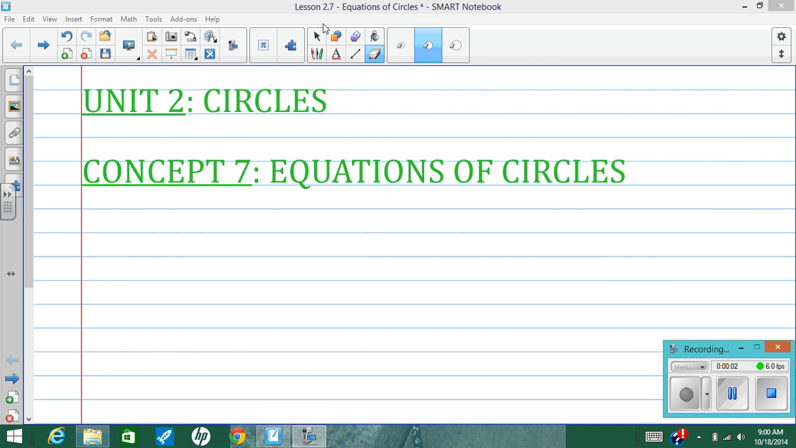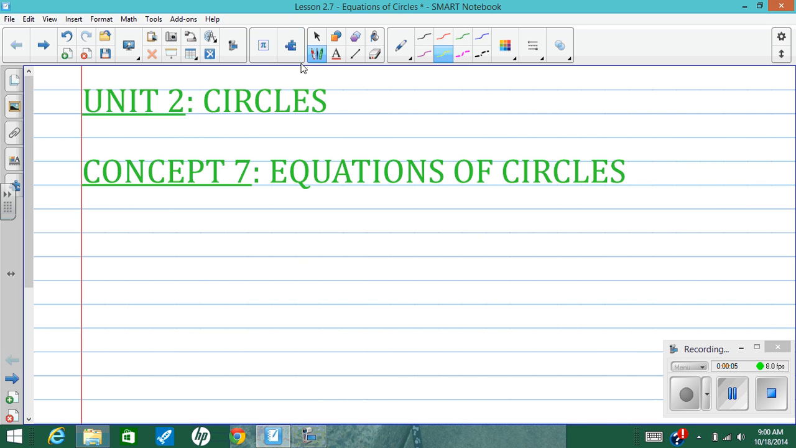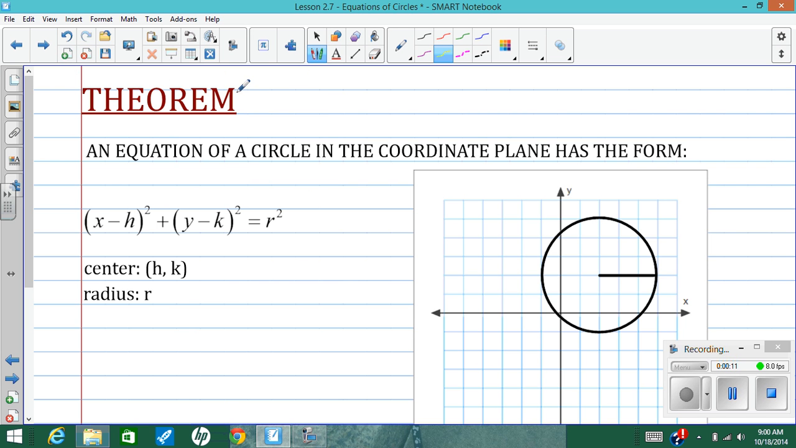Hey, all. We're here to talk about the final concept in Unit 2, and we're going to talk about circles in the coordinate plane and their equations. So the first thing I'll introduce to you here is the general equation of a circle. It's this equation right here.